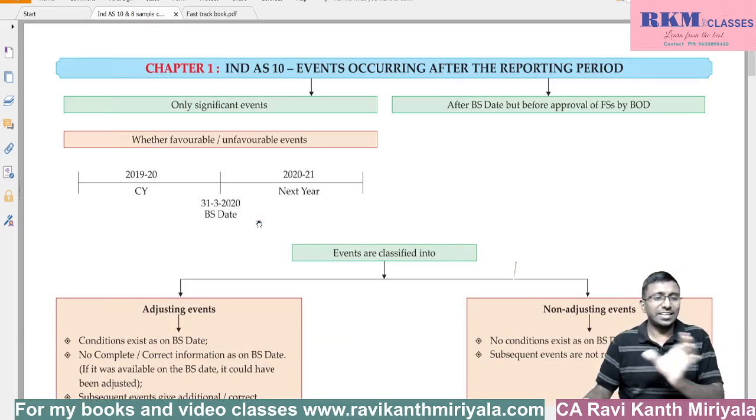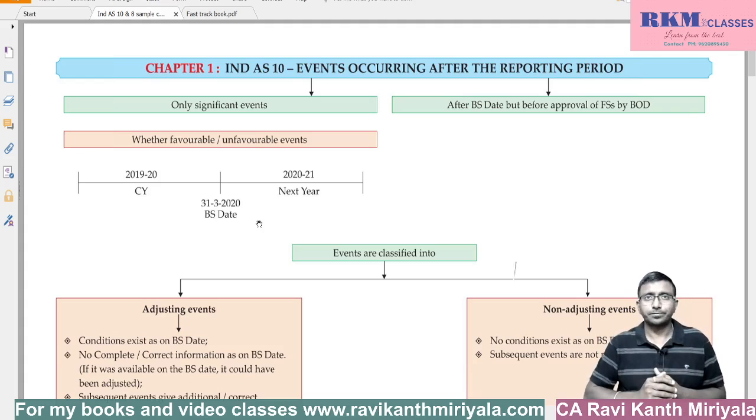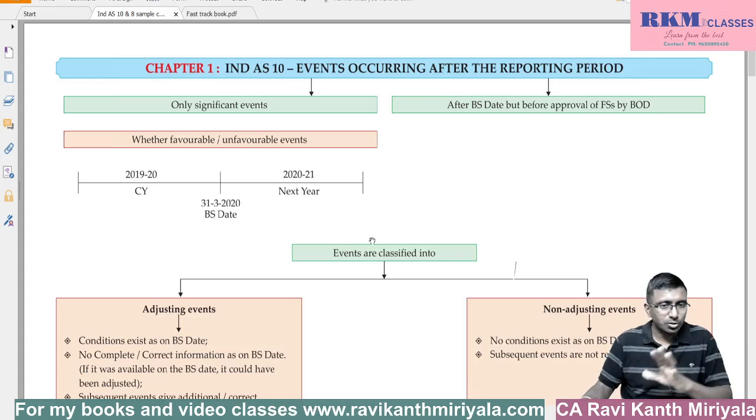See, this is Ind AS 10. Ind AS 10 is events occurring after the reporting date, which is equal to accounting standard 4. Correct? It's a small standard, so I could fit it in 2 pages. It's more than sufficient. You just have a look.